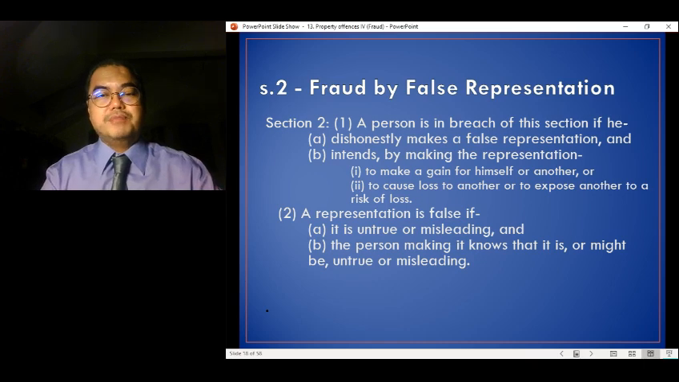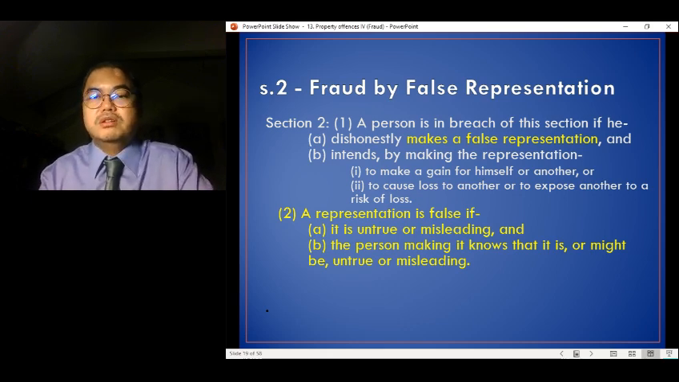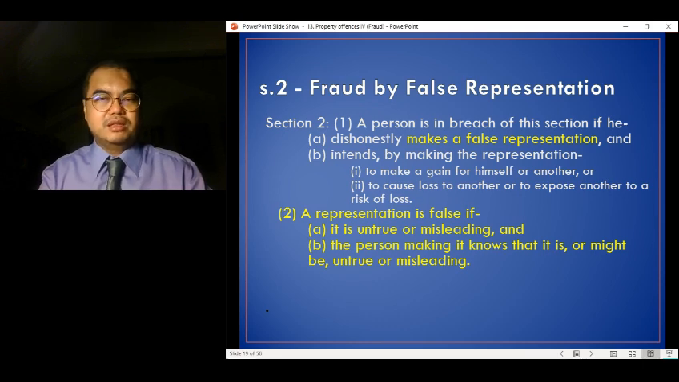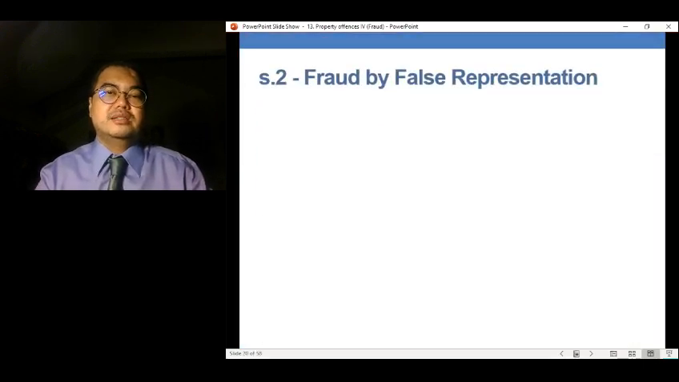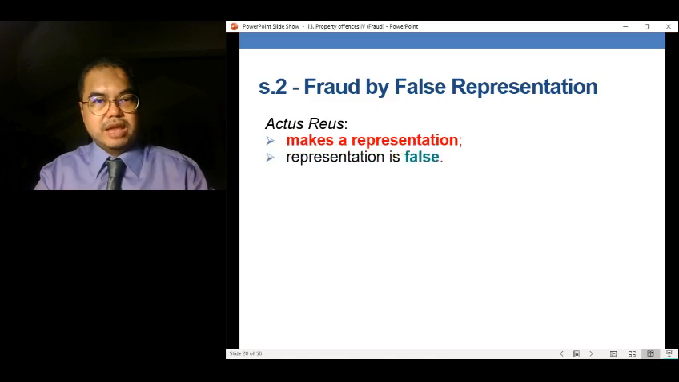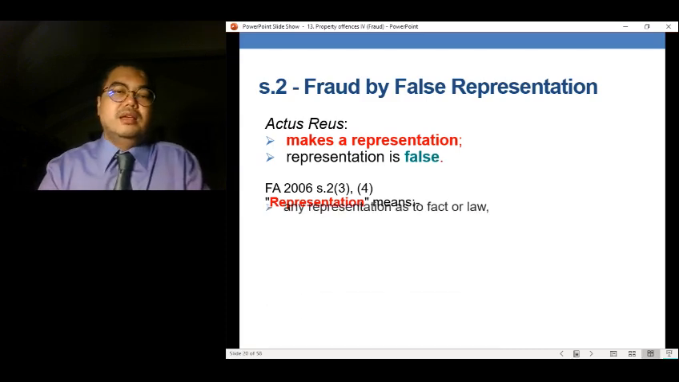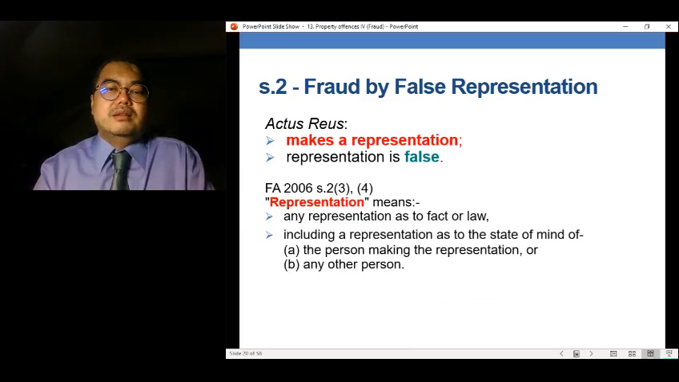The actus reus of this offence is basically just making a false representation. That's the actus reus for this offence. Take a look closely at 2.1(a) and (b). The other elements are not actus reus, not external elements. Those are all elements of mens rea. So the only element for actus reus is to make a false representation, and subsection 2 explains when the representation is false. So the actus reus is to make a representation which is false.